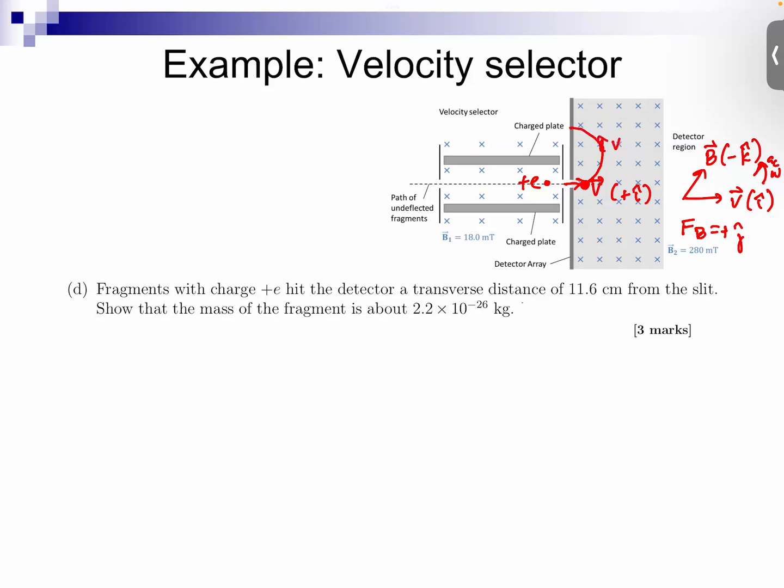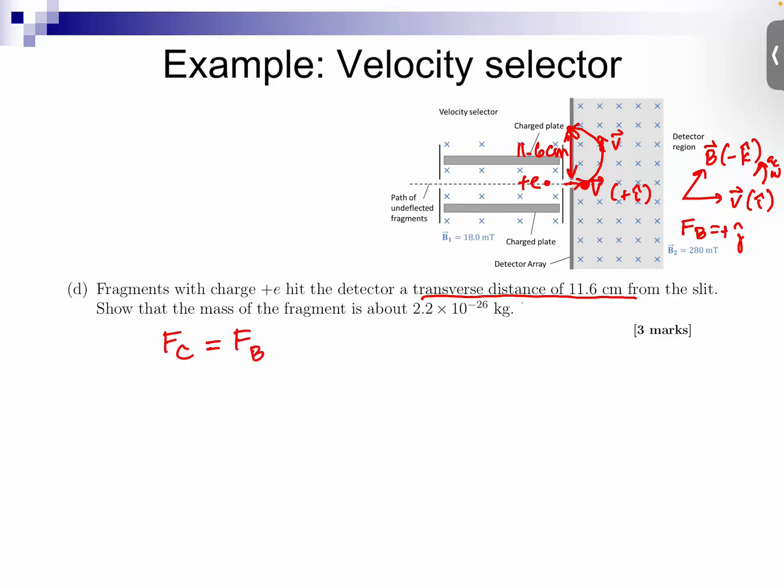At this point, you have a velocity that's moving upwards, and a magnetic field that's into the page. So that results in a magnetic force to the left. Essentially, your charge will follow this semicircular path. It's semicircular because it's stopped by the detector right here. What's given is that the distance from the slit to the point where the particle is detected is 11.6 centimeters.